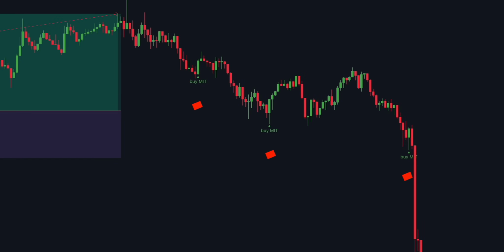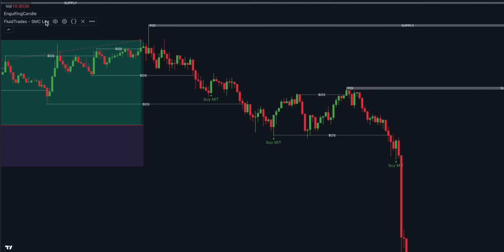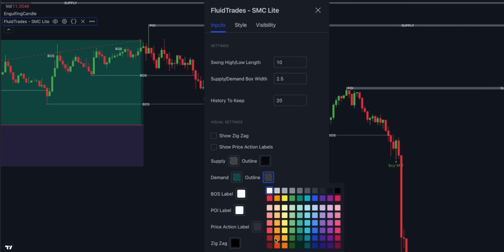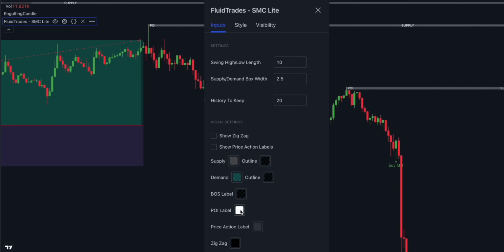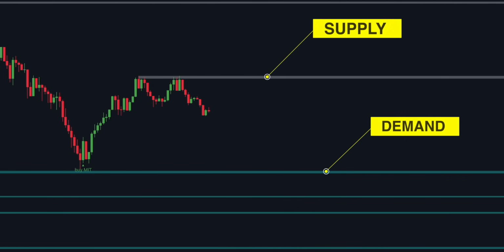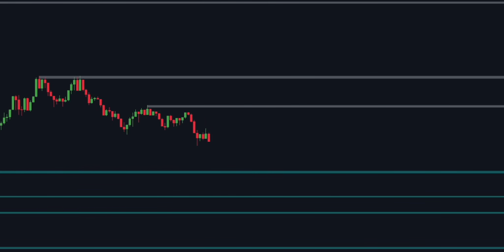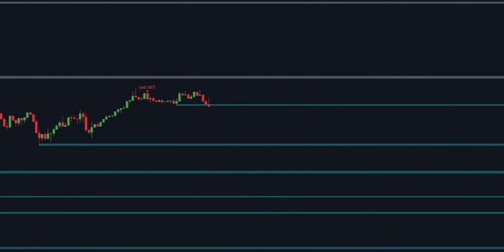In order to eliminate the majority of them, I came up with a brilliant idea to add another indicator, which is called Fluid Trades SMC by PMGJIV. Once you've installed it on a chart, access its settings and hide some features we don't need. Simply set the opacity to 0. The Fluid Trades indicator finds supply and demand areas in the market. Supply zone is colored in gray, demand zone in blue. These areas tell us at what prices the majority of buy and sell orders are sitting. When price reaches some of these levels, there is a high probability of a reversal happening.